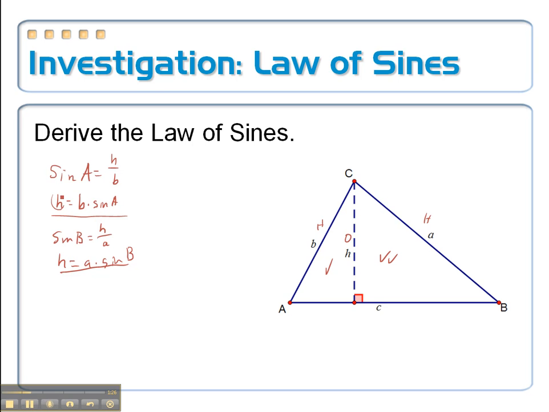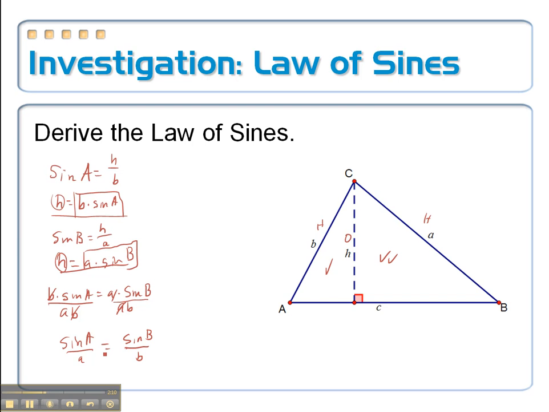Wouldn't you agree that since they're both equal to h, these two things have to be equal to each other? I hope you do agree with that because it's a true statement. So I'm going to write that b times the sine of A equals a times the sine of B. And I'm going to turn this into a proportion by dividing both sides by ab. When I do, on the left side, the a's cancel, and I have the sine of angle A over a equals, and then the b's cancel on the right side, sine of angle B over side b.